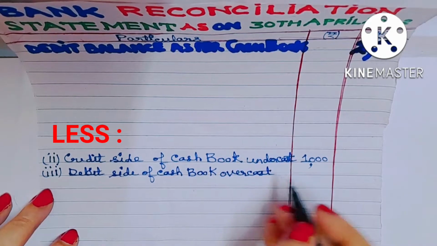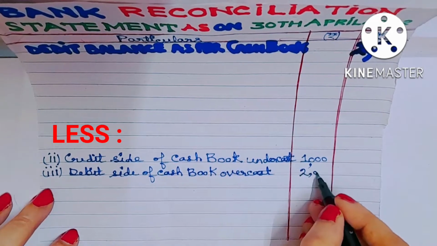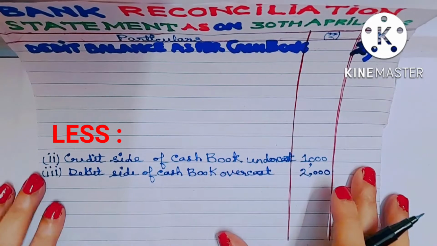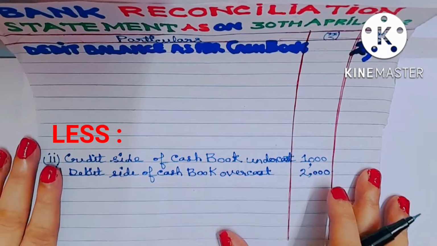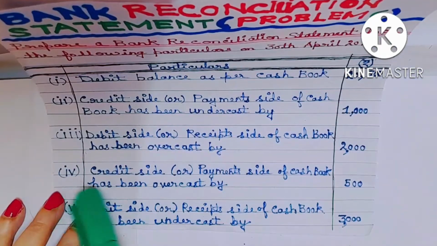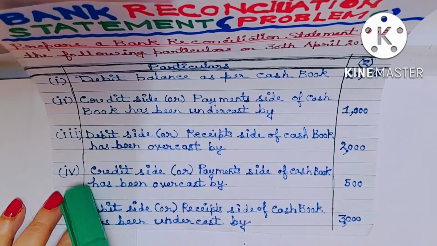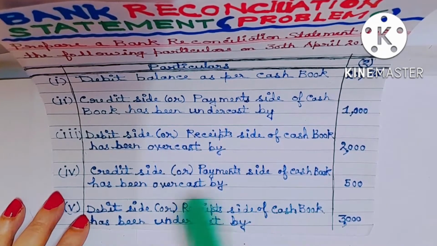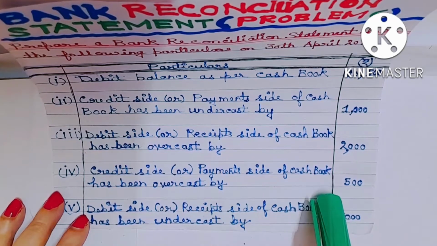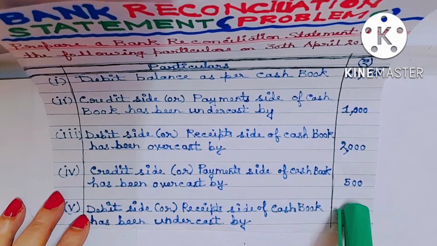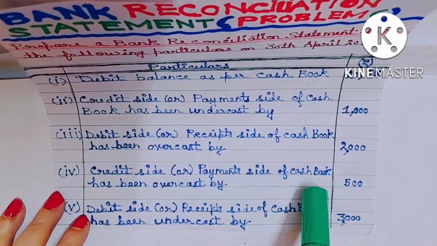How much? 2000. Okay? Understood? Now let's see the next transaction. The next transaction is number 4. Credit side or payment side of cash book has been overcast by rupees 500. So should we add or deduct this transaction?